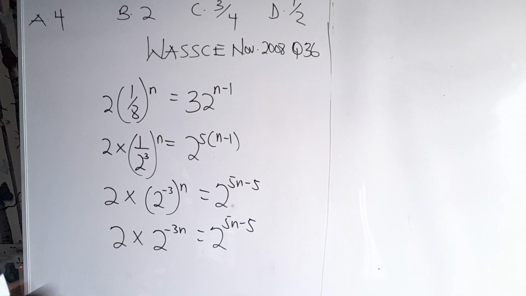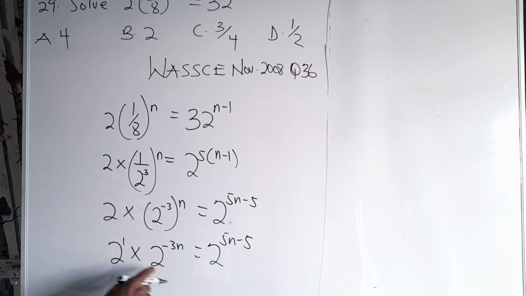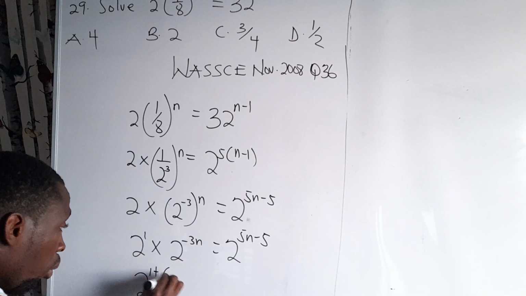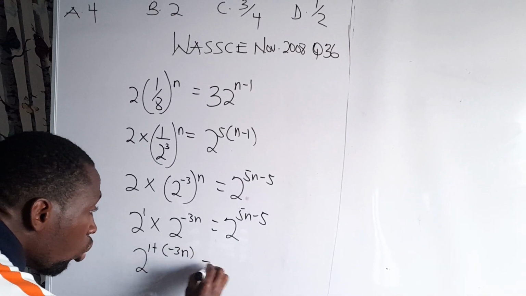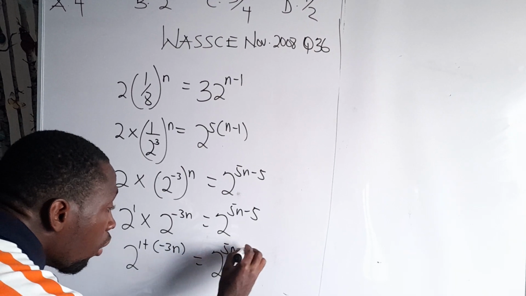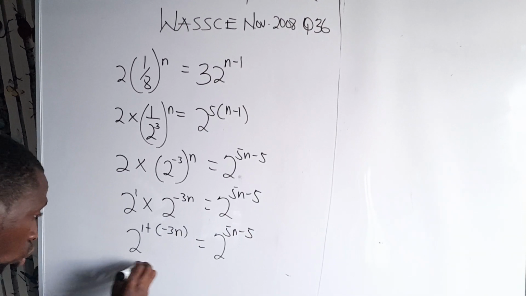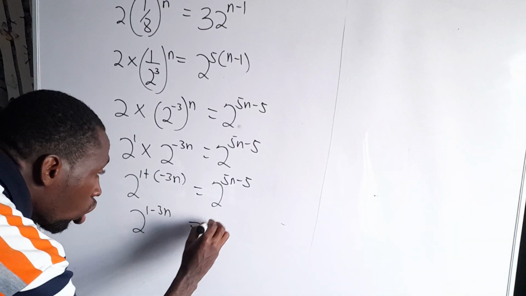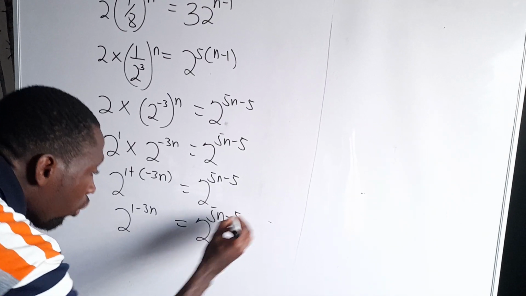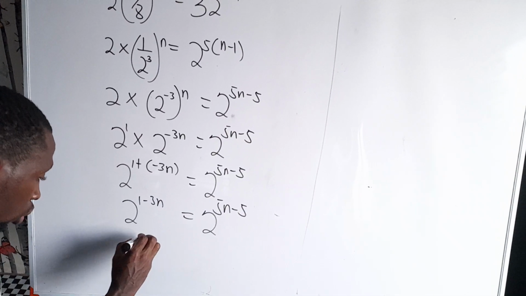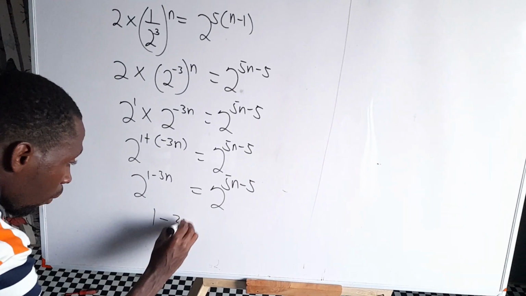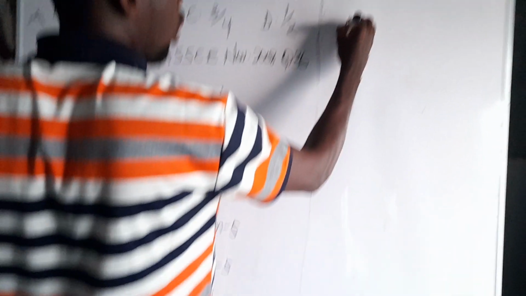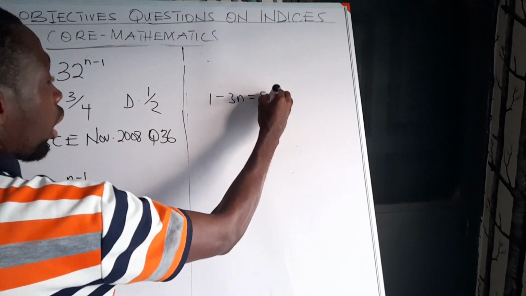So here, since this 2 is exponent 1, since the bases are the same and they are multiplying, we can add the exponents. So we have 2 exponent 1 plus negative 3n, and to be equal to 2 exponent 5n minus 5. So we have 2 exponent 1 minus 3n, and to be equal to 2 exponent 5n minus 5. So since the bases are now the same, we can equate the exponents. So we have 1 minus 3n equal to 5n minus 5.